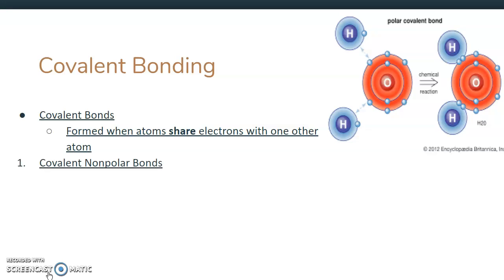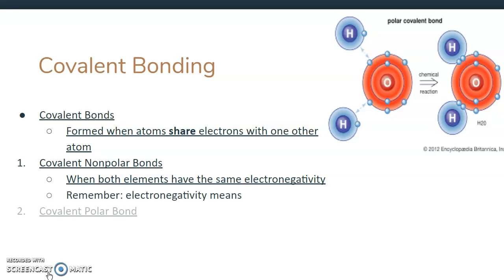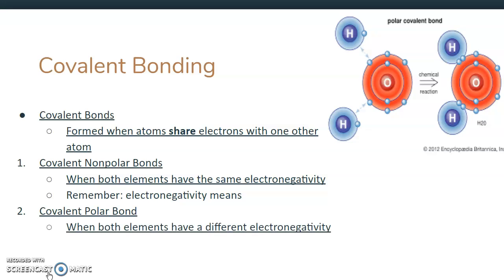And we have two types of covalent bonds. We have covalent nonpolar bonds, which is when both elements have the same electronegativity. And remember, we learned even just yesterday in our ionic bonds that electronegativity means the measure of how much an element would want to pull an electron closer. And then we have covalent polar bonds as well. So when both elements have different electronegativities, there will be a polar bond.